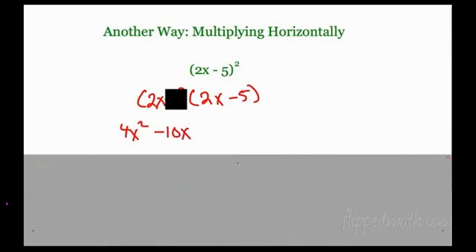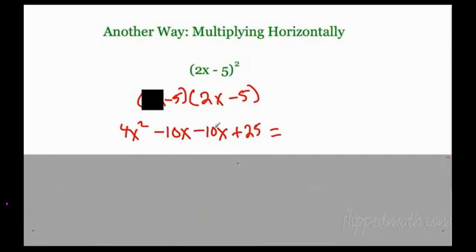Now I have to distribute the second one, negative 5. So negative 5 times 2x is negative 10x. Negative 5 times negative 5 is a positive 25. Some people call that method FOIL. Perfectly acceptable. I'm not going to teach you FOIL because to me, that's one more thing you need to learn. Right now, you know how to distribute. All right? That's all we're doing.